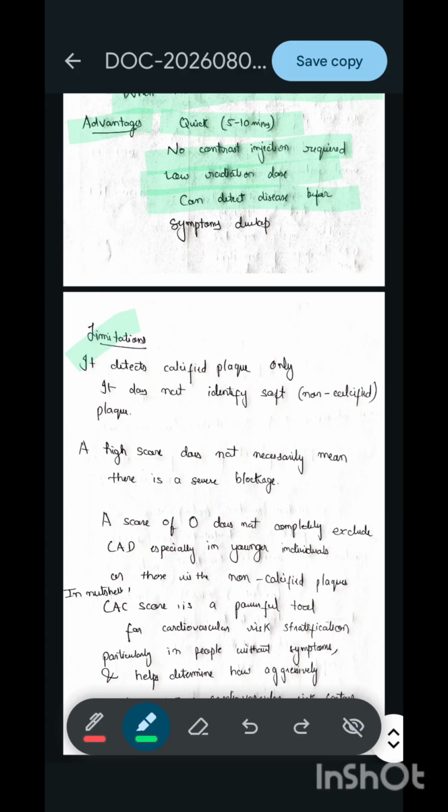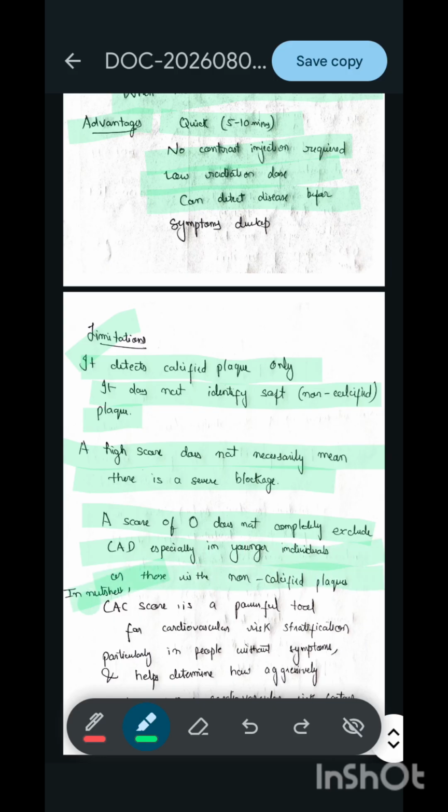Now the limitation, it is detecting the calcified plaque only, it does not identify the soft non-calcified plaque. Okay, it is only detecting the calcified plaque. A high score does not necessarily mean that there is a severe blockage. A score of 0 does not completely exclude CAD, especially in the younger individuals or those with non-calcified plaques.